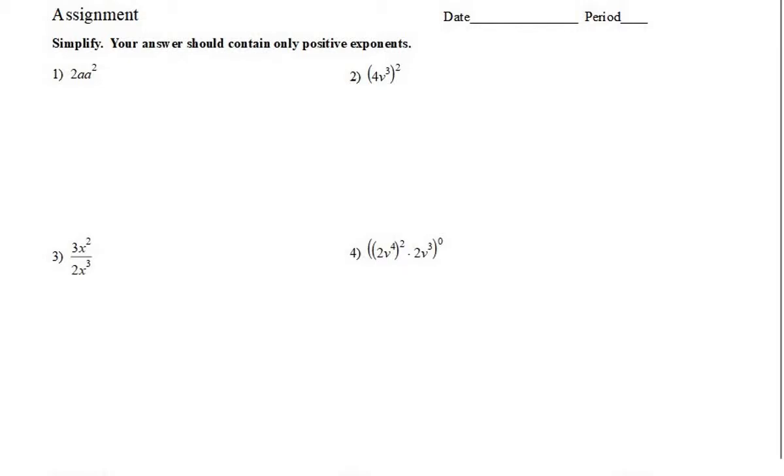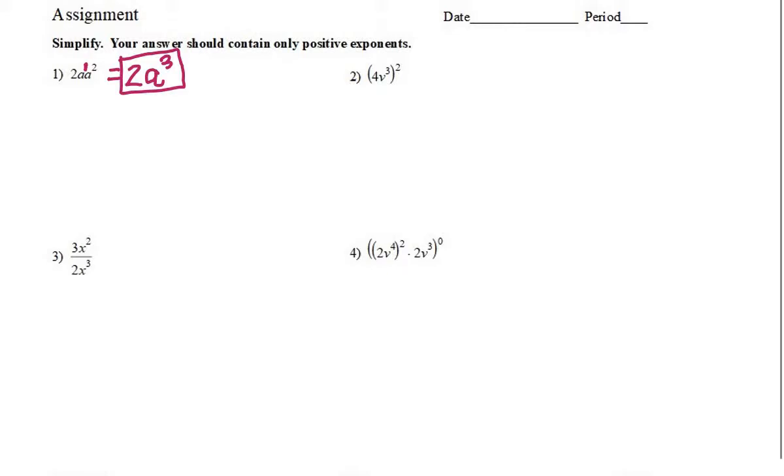Okay, so for problem 1, a lot of you guys missed the fact that this a right here, if it doesn't have an exponent, you're going to put a 1 as your exponent. The 2 doesn't have anything to be combined with, so it's just going to stay as a 2. a to the first power times a to the second power is a to the third power. So you just add those exponents, and that would be your answer.